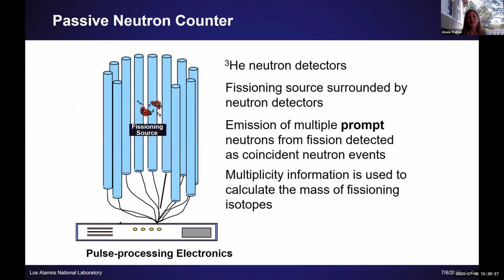Here is an example of what a passive neutron coincidence counter might look like. You might have some fissioning source or sample that goes in the middle of a ring of detectors, and you're looking for the detection of those prompt neutrons that came from fission. Then you use the coincident information, or the multiplicity information from a multiplicity counter, to calculate the mass of the isotope that is fissioning.